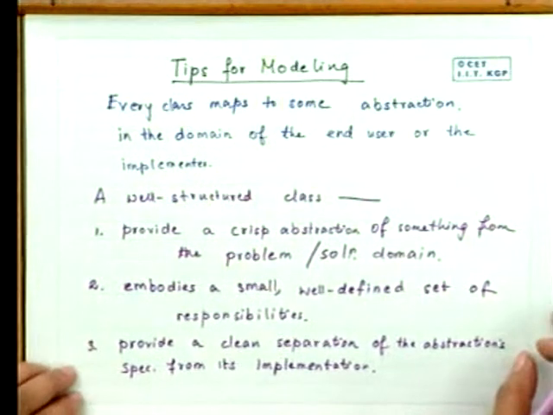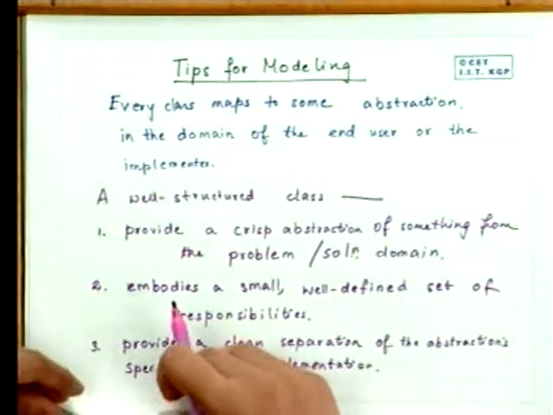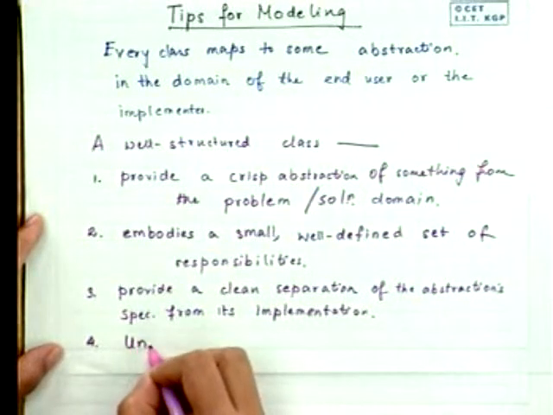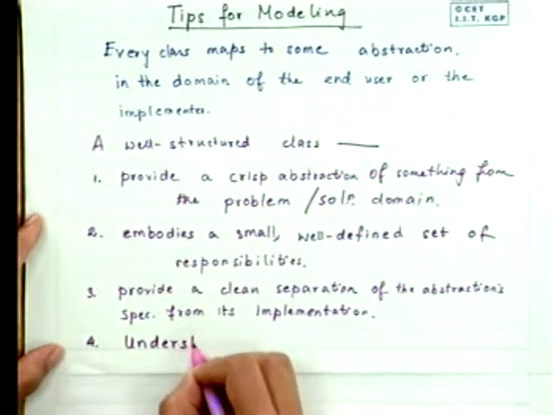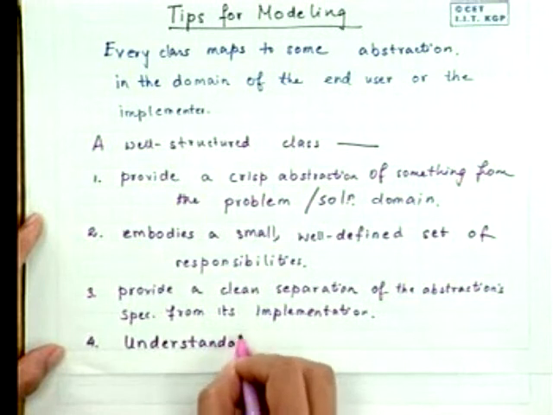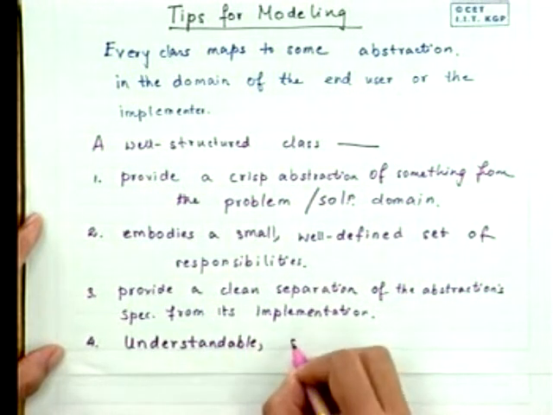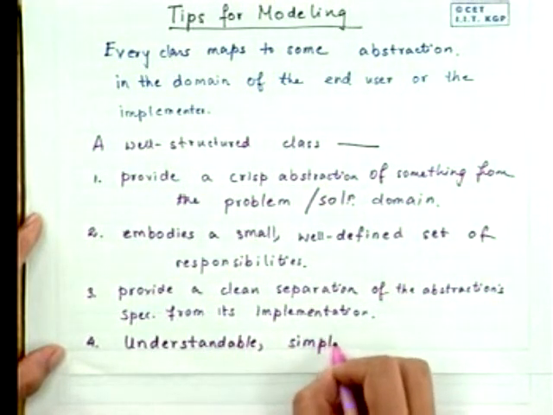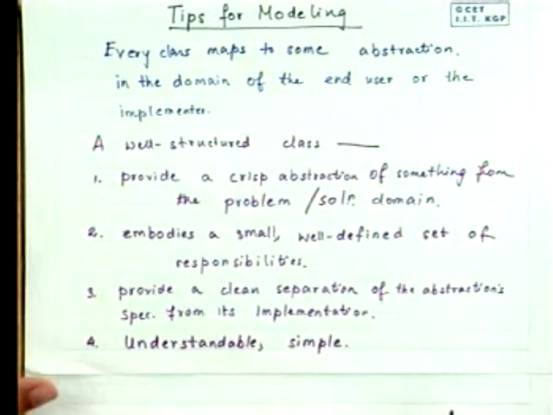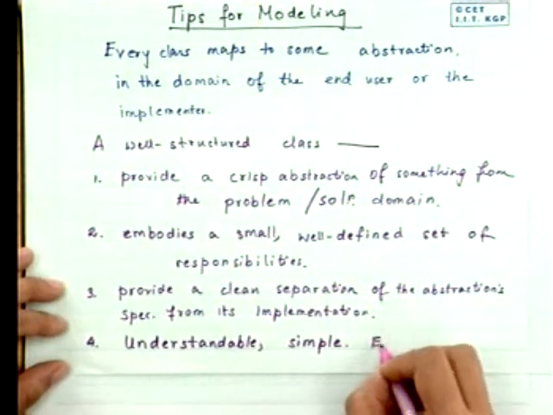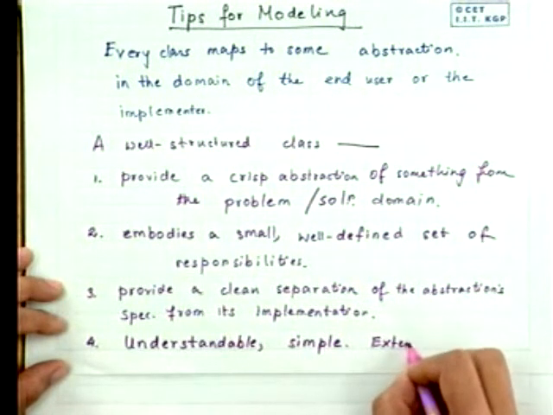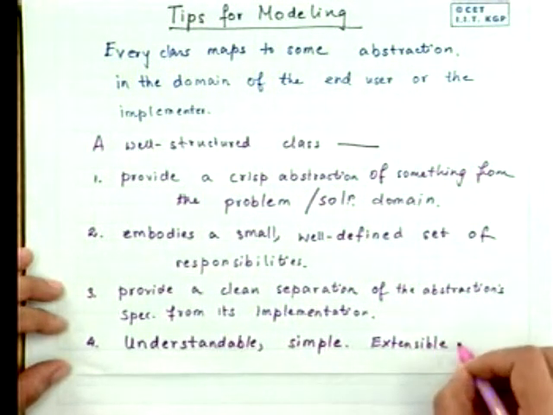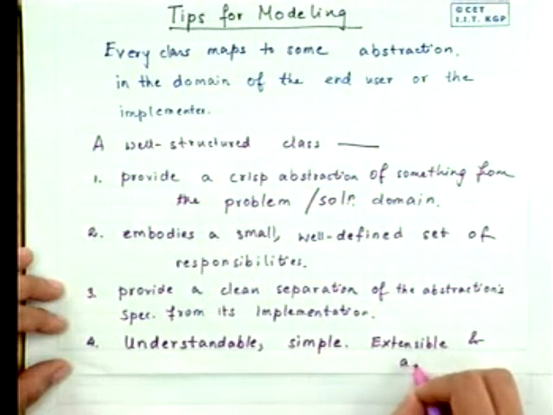And finally, a class should be understandable and simple, but it also should be extensible and adaptable. It should be understandable and simple. At the same time, it needs to be extensible and adaptable.